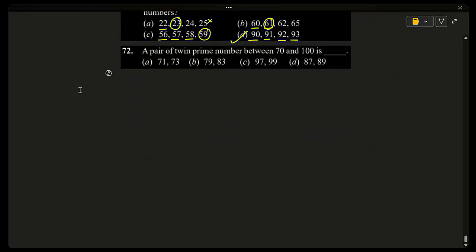72nd one: a pair of twin prime numbers between 70 and 100. First of all, what do we mean by twin prime numbers? Both of them should be prime numbers and the difference should be 2. 71, 73, both are prime numbers and the difference is 2. 79 and 83 are also prime numbers, but the difference is not 2, it is 4. 97, 99: 99 is not a prime number, wrong. 87 is not a prime number, wrong. So 71, 73, both are prime numbers and the difference is 2.